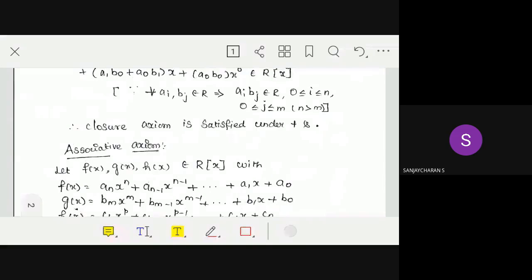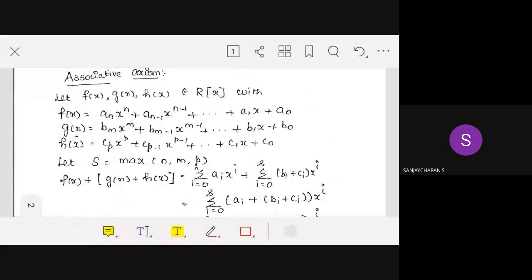Okay, right? Next, the associative axiom. First I'm going to prove that under addition. Here we need three polynomials, so I am defining one more polynomial h of x. So f of x, g of x, h of x belong to R of x. Then we are going to prove (f of x plus g of x) plus h of x is equal to f of x plus (g of x plus h of x). Like a plus b plus c equals a plus b plus c. The proof is the same thing here also. So take f of x, g of x and h of x.